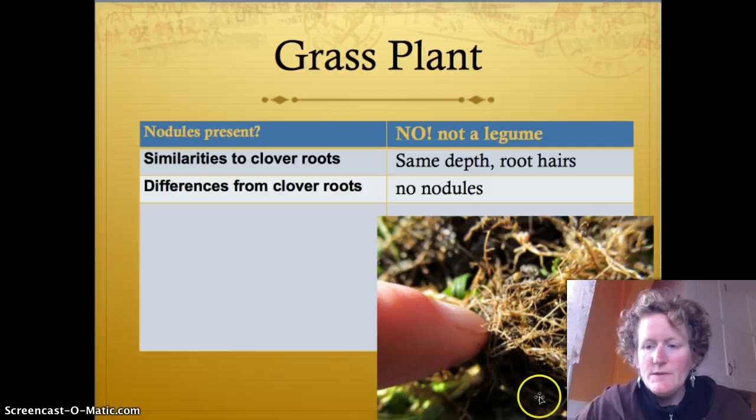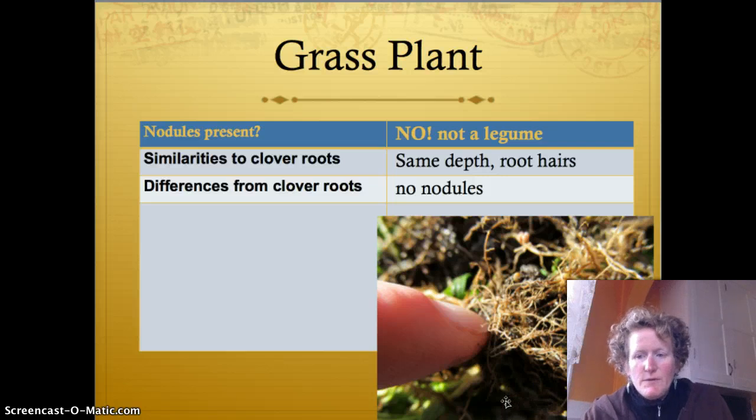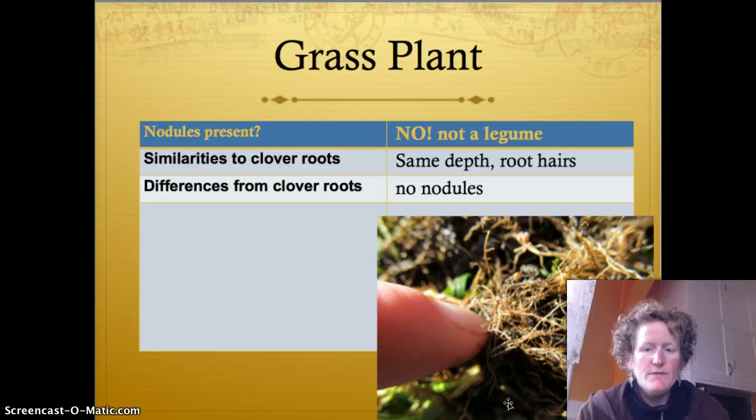So grass can't fix its own nitrogen, and grass, if you want like the healthy green lush lawn, you have to fertilize with something. It doesn't necessarily have to be chemical fertilizer, but it's going to need some nitrogen.